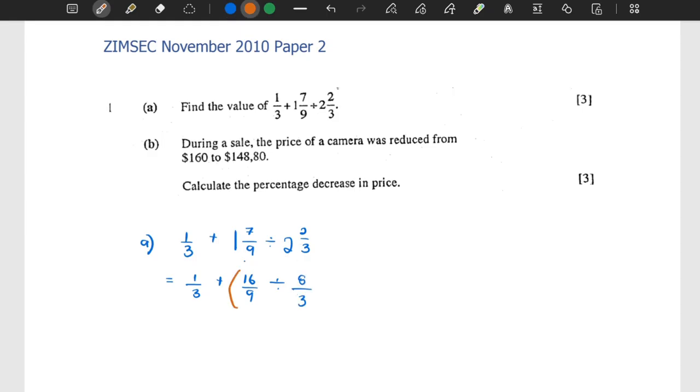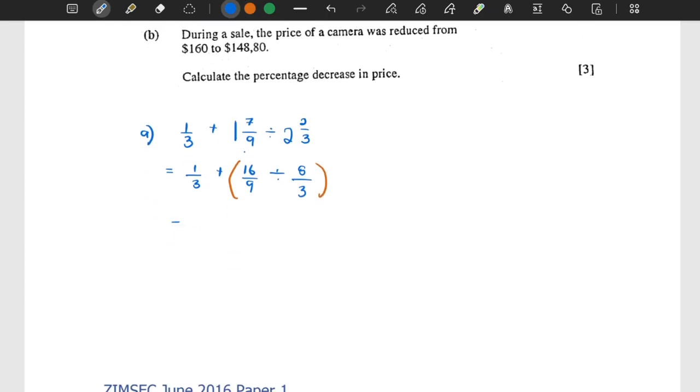Again, brackets, then multiplication or division before addition and subtraction. So that's going to be 1/3 plus, we are dividing fractions, so you invert and change this to a multiplication sign. 3/8, 3 into 3, 1, 3 into 9, 3, 8 into 8, 1, 8 into 16, that is 2. So you end up with 1/3 plus 2/3, and that's going to be equal to 1.